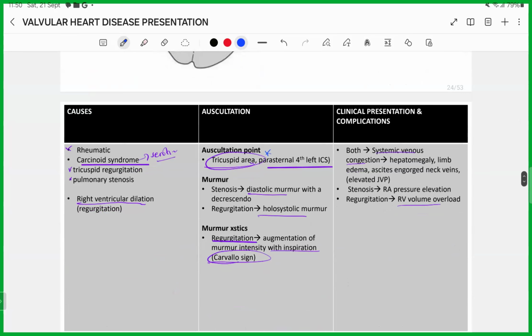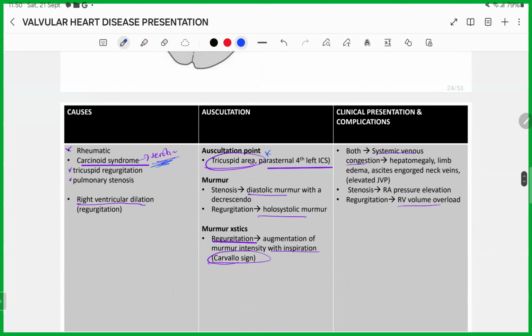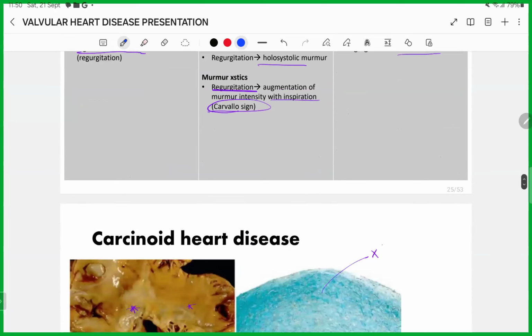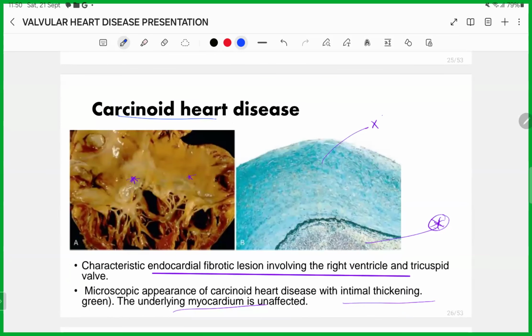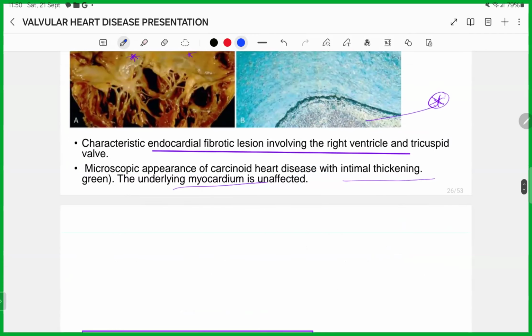And then there's one unique cause of tricuspid valve disorders, which is carcinoid. In carcinoid syndrome, where you have a tumor, probably a tumor which is secreting a lot of serotonin, it usually leads to malformation of the tricuspid valve. And you can see on histology, the tissue is also a bit disorganized. Good.